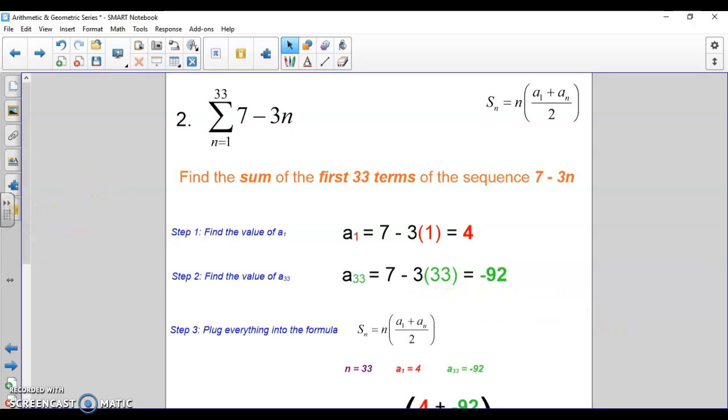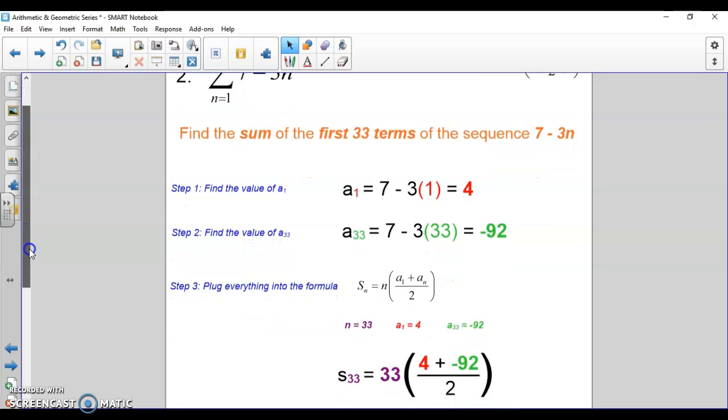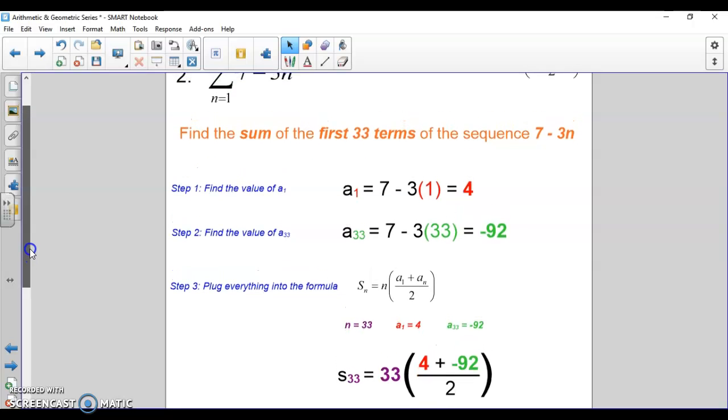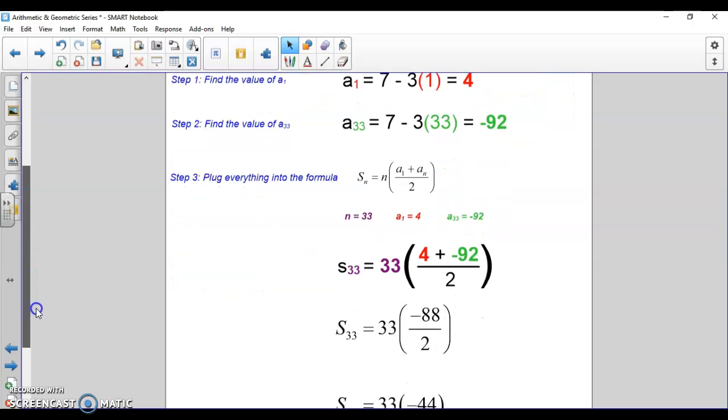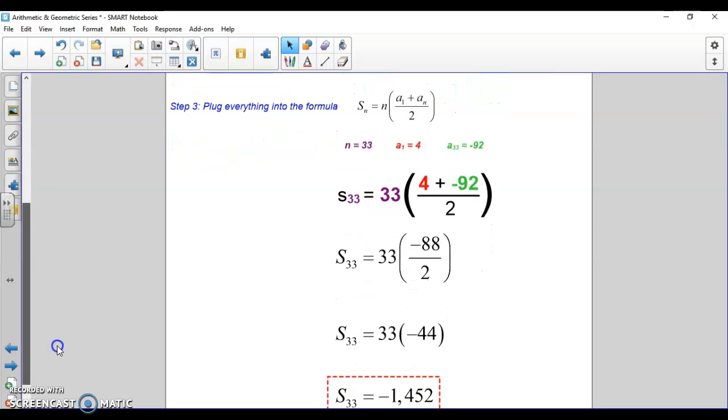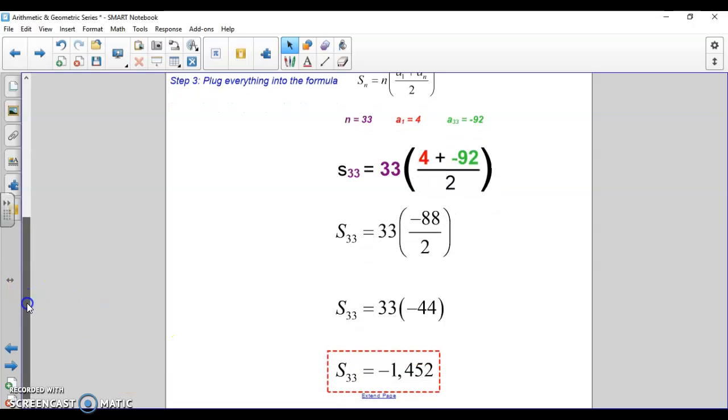Then you just plug it into the formula. This is what it looks like plugged in. 33 terms. First term is 4, last term is negative 92. Get negative 88, divide that by 2, negative 44, multiply it by 33, we get negative 1,452. Alright, so we're going to get some big numbers in these, so don't be afraid if you get some big numbers. I'll probably give you the start of some answers, but not the full answer on this.